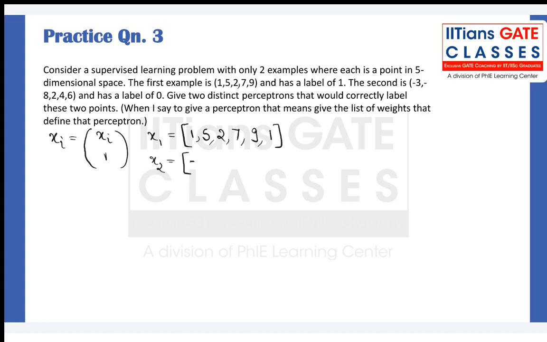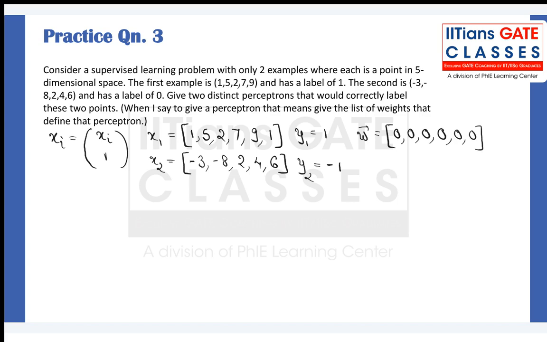-3, -8, 2, 4, 6. Y1 is 1 and Y2 is 0, but I will say -1. Okay. My model, if it outputs -1, I can say the output 0 for that case. Okay. Fine. My W initially is zeros, and the size of the W should be the same as the size of the data set, 6. So 6 zeros. Okay.